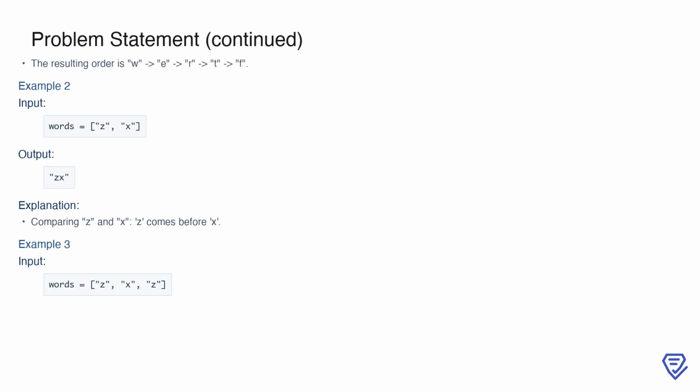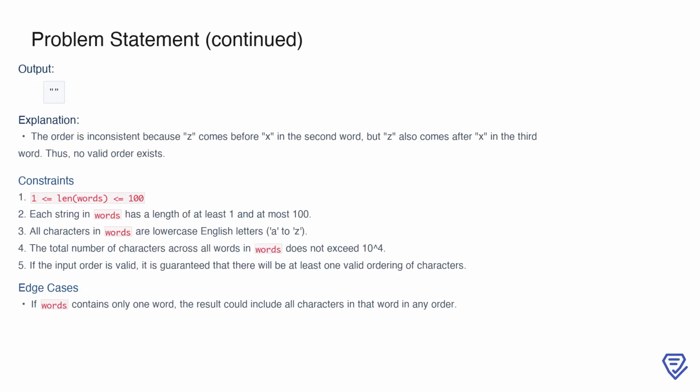In the second example, the input words are z and x. The output is zx. This is because when comparing the two words, the first differing letters are z and x, so z comes before x. However, in the third example, the input words are z, x, and z. Here, there is no valid order because the relationships are inconsistent. While z comes before x in the second word, z also comes after x in the third word, which creates a contradiction. In the third example, the output is an empty string because of this inconsistency in the order.